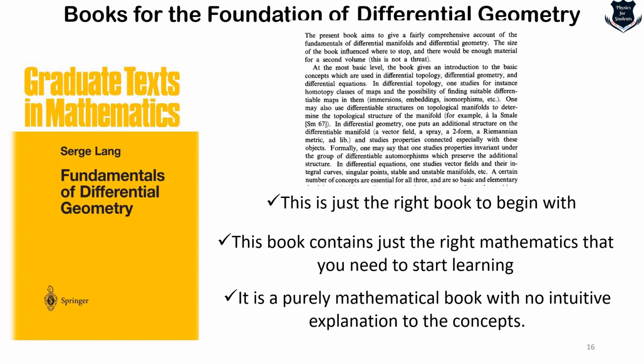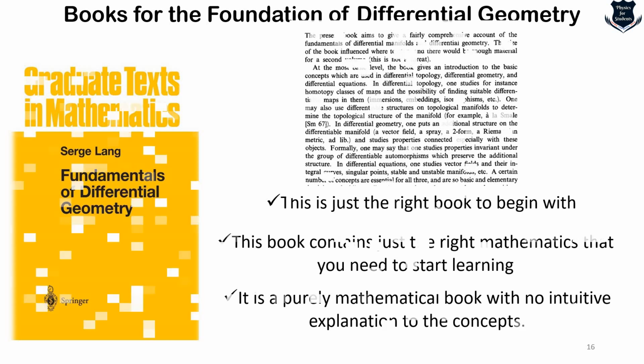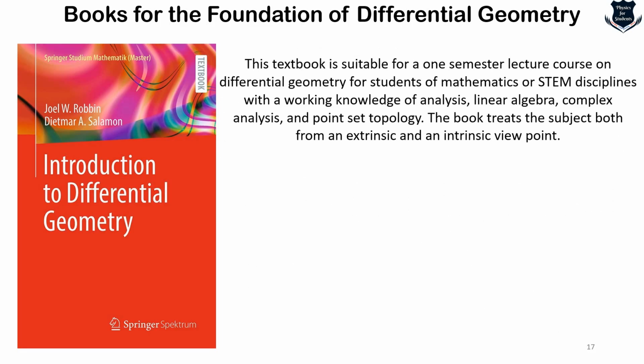Now, having said that, you might be thinking that if you need a book which is a little bit easier than the pure mathematical rigor, then this is the second book which you can very well go through. This is written by two authors, Joel W. Robbin and Dietmar A. Salamon, Introduction to Differential Geometry. And this is a textbook which is suitable for one semester lecture courses.